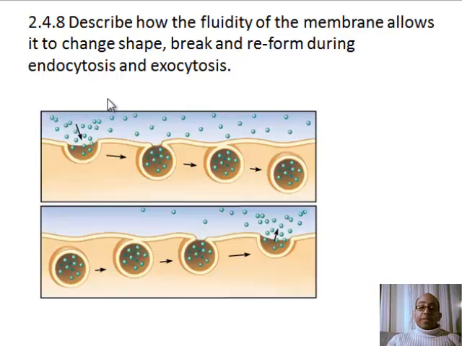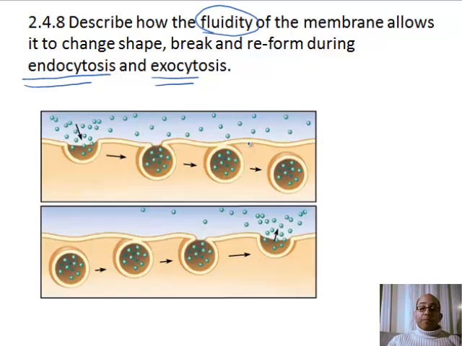So in the last assessment statement of this section in chapter 2, it says, describe how the fluidity of the membrane allows it to change shape, break, and reform during endocytosis and exocytosis. So, the word endocytosis refers to molecules being absorbed into the cell. Exocytosis is when you're releasing particles outside the cell. So, in order for this to happen, the membrane has to be fluid. It has to be able to change shape and to be able to move.